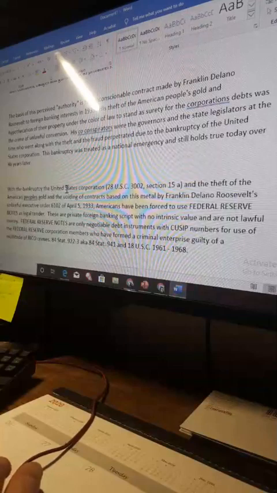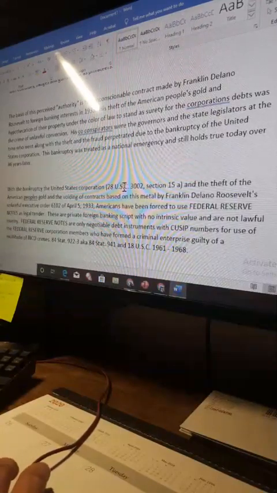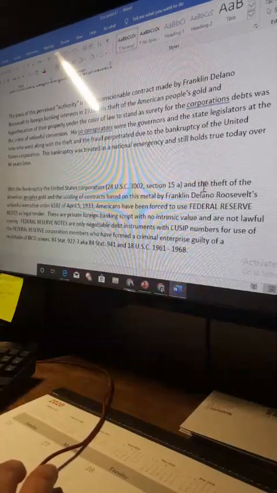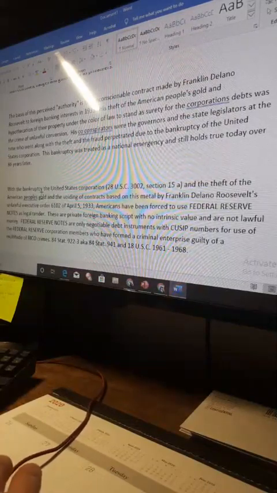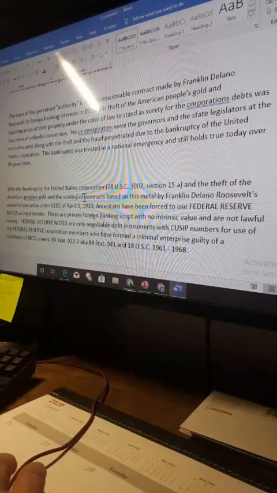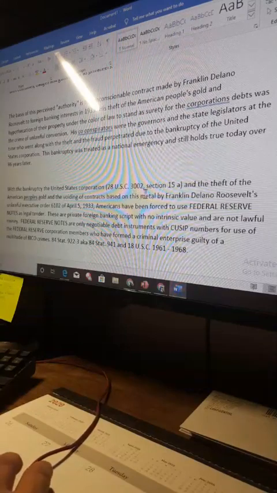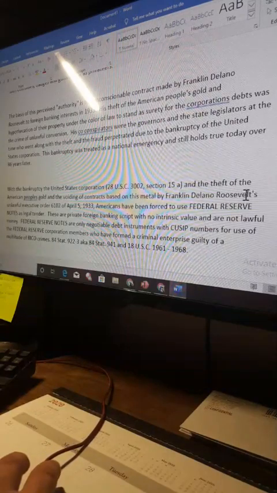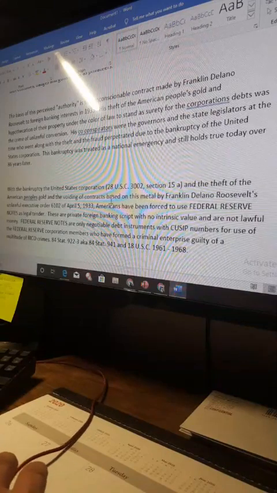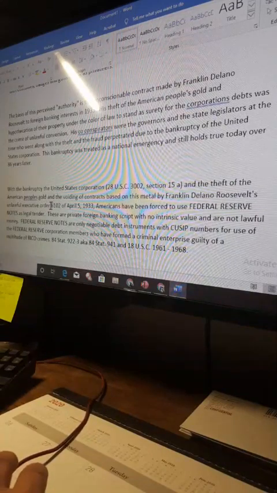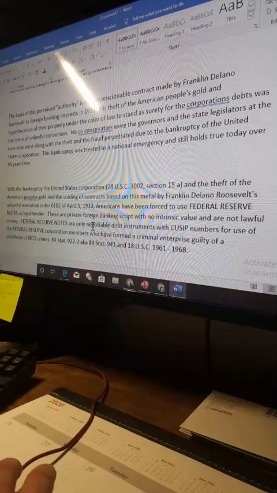With the bankruptcy of the United States Corporation, Title 28 U.S.C. subsection 3002, section 15A, and the theft of the American people's gold and the voiding of contract based on this metal by Franklin Delano Roosevelt, unlawful Executive Order 6102 of April 5th, 1933.